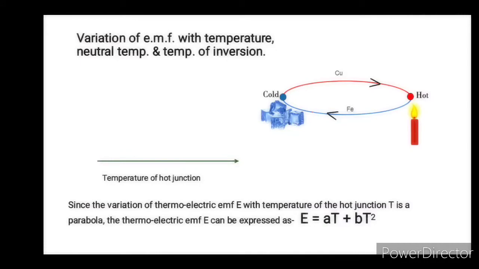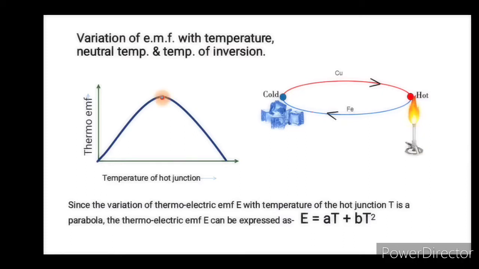The equation shows that the graph between temperature difference and EMF of a thermocouple is a parabola. The EMF increases rapidly at first, then slowly reaches a maximum value, then decreases to zero, and then reverses its sign with the increase of temperature of the hot junction.